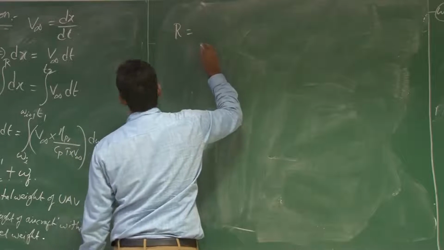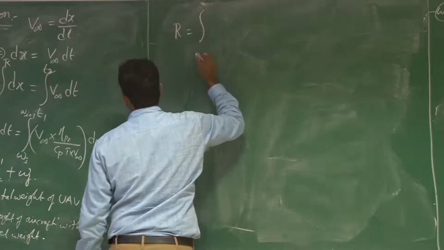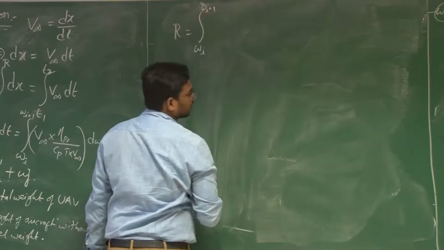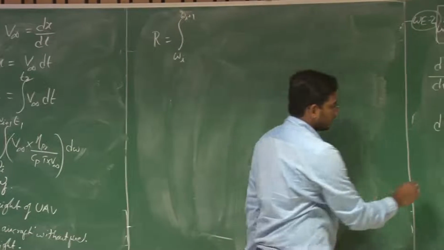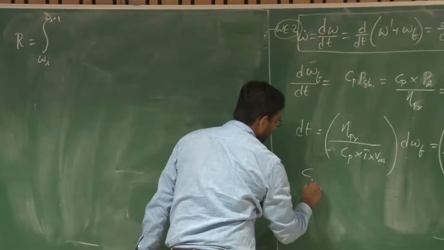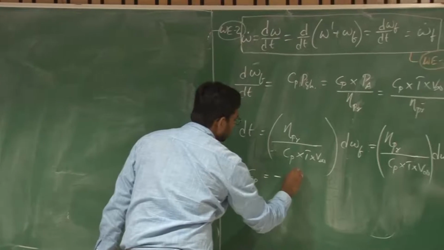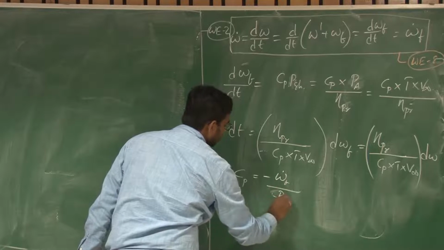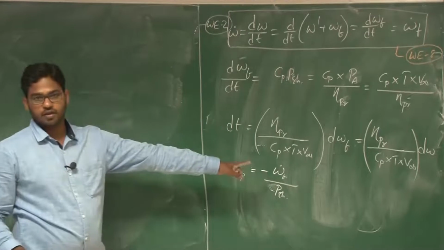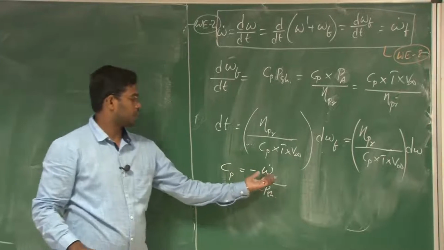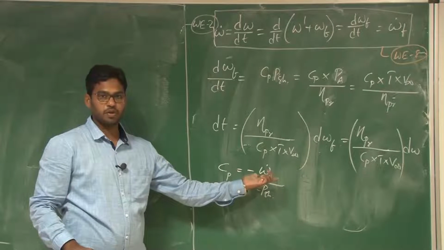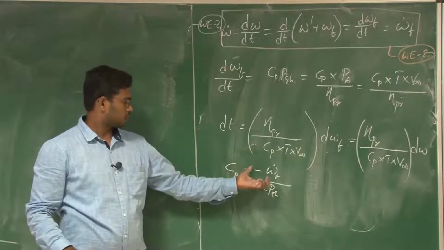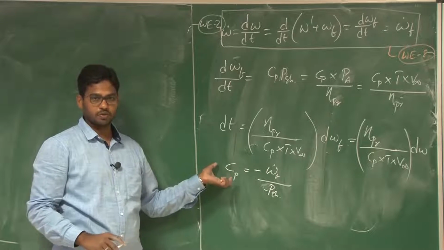Range is equal to the integral from Wi to Wi plus 1. Again, a small correction: here the Cp is minus W dot f divided by PSH. You have to include the minus here, because Wf is a reduction in weight, so it is negative. Cp is a figure of merit, so negative into negative, ultimately Cp becomes positive here.